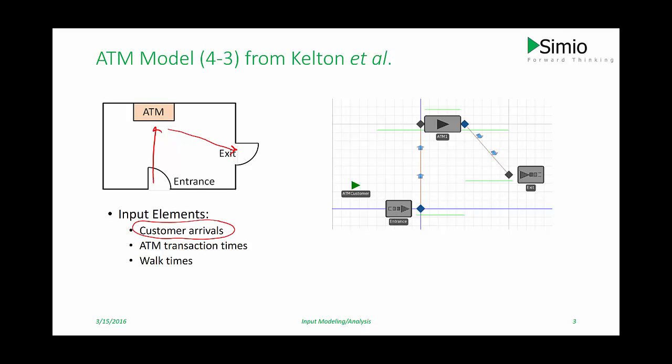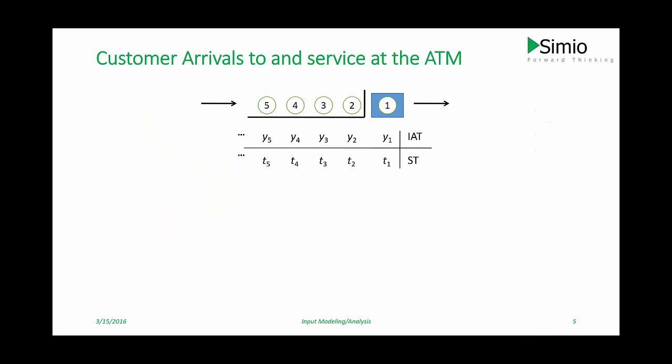And so our objective from an input analysis standpoint is to identify these components, the customer arrival process, the ATM transaction times, and the walk times, and create appropriate models so that the decision I make, whether it's one fast ATM or two slow ATMs, would be correct or would be representative of what we would see in the real world.